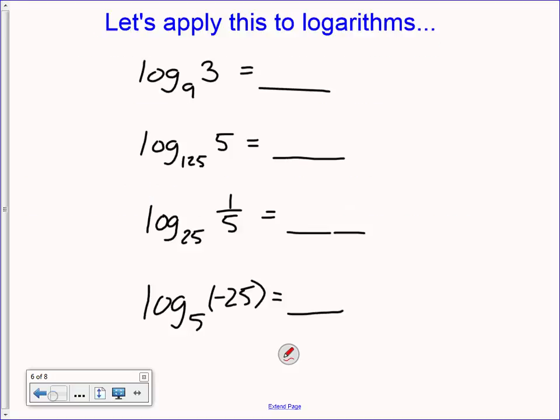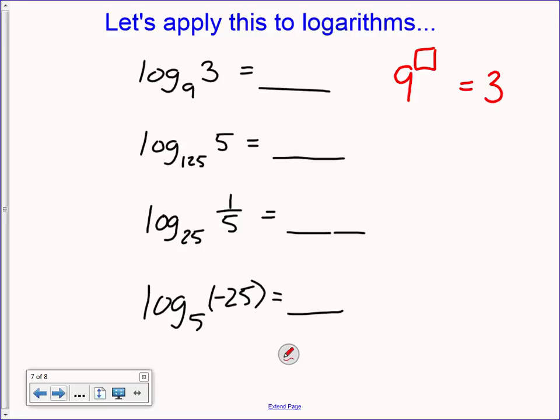Okay, well, we can apply this to logarithms. So if you're trying to evaluate log base 9 of 3, you're trying to think 9 to what power equals 3? Well, if your base is 9 and you're trying to get a smaller value, that's a hint that you're looking for a fractional exponent, okay? Because if it's not fractional, like 9 to the first power is 9, 9 squared is 81, it's just going to get bigger and bigger. So think in terms of roots.